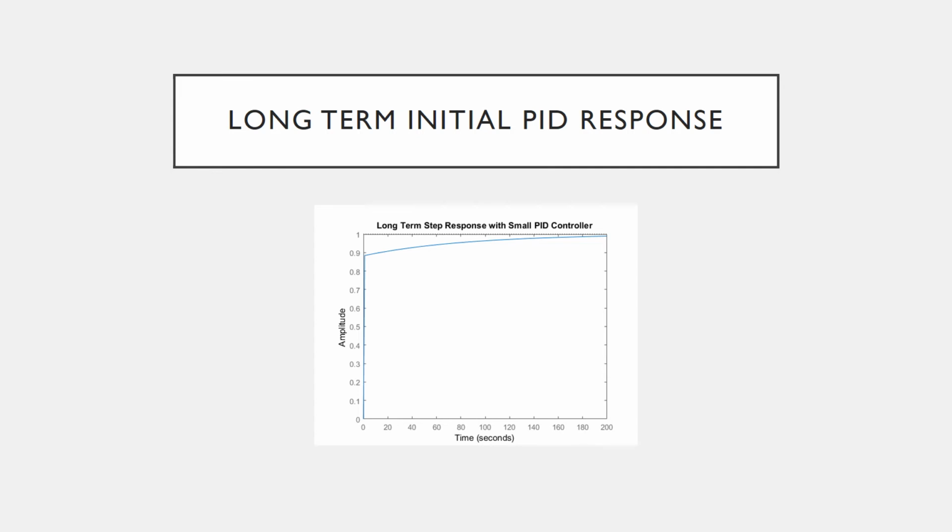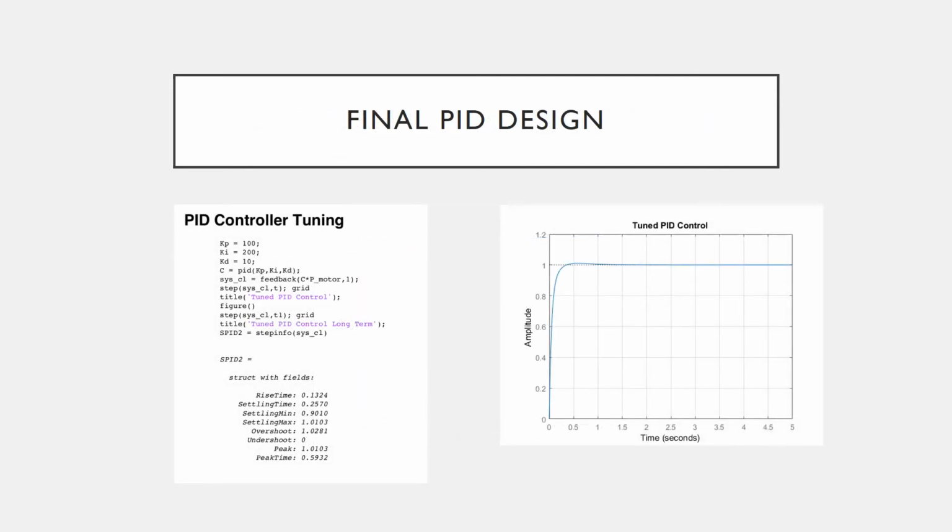And here's the long-term response. We see that over time, it would come up to 1, but we needed it to come up to 1 almost immediately. Now here's the final PID design. For this design, we implemented a value of 100 for Kp, 200 for Ki, and 10 for Kd. Now what we can see is our rise time for this is 0.1324, which is less than the 0.5 seconds that we wanted. Next, we can see our percent overshoot is 1.02%, less than 2% once again.